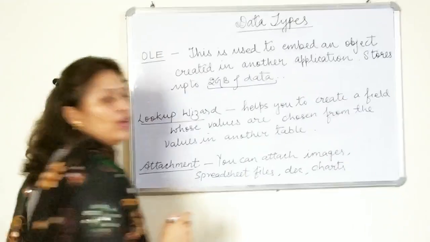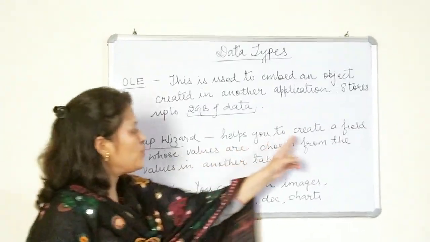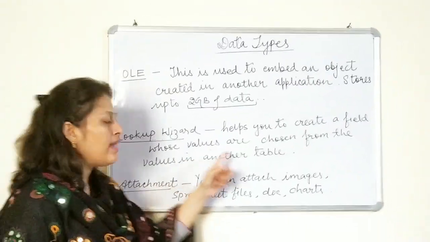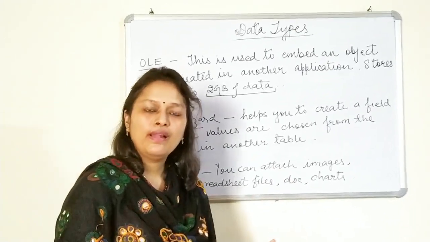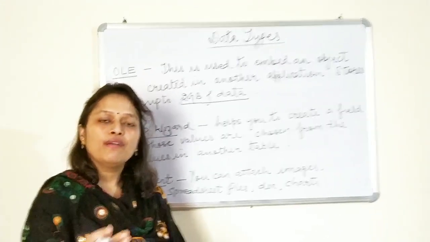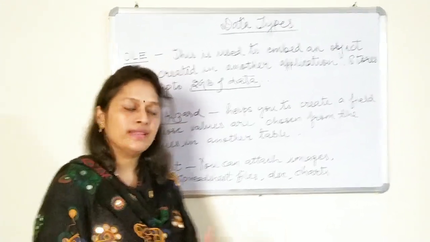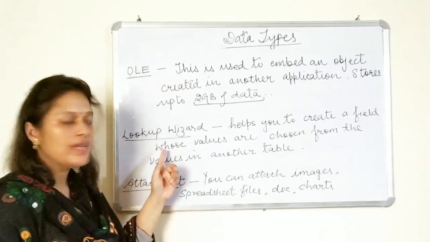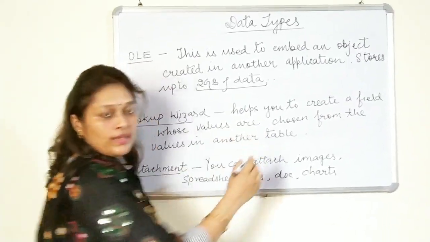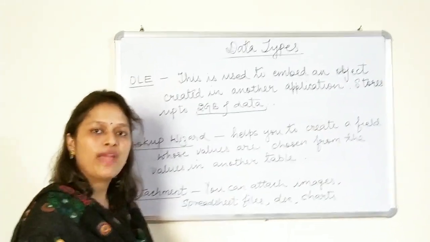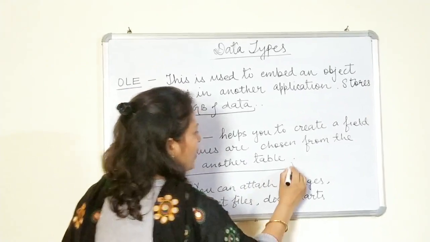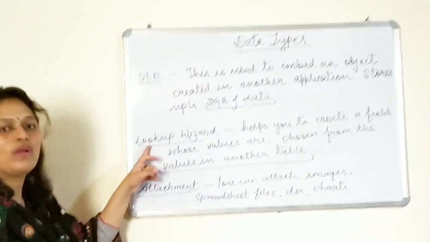Now the next is lookup wizard. It helps you to create a field whose values are chosen from values in another table. Suppose you have another table. From that table, if you want to choose some values which match with a few fields in your current table, then lookup wizard is used. It means the current table in which you are entering the values has values chosen from another table. This is lookup wizard.